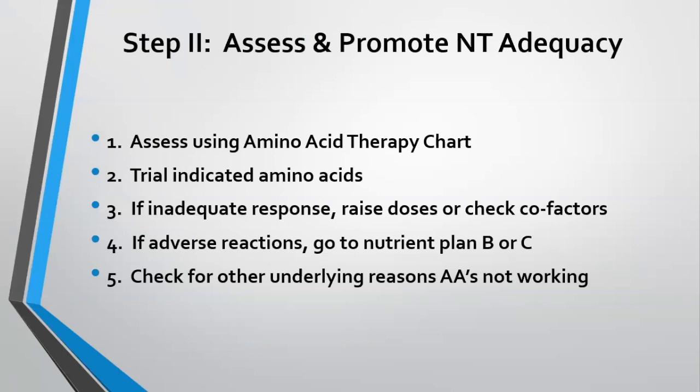Step 2, assess and promote neurotransmitter adequacy. So this is where you assess using the amino acid therapy chart. You trial indicated amino acids. If there's an inadequate response, you raise doses or check cofactors. If you have adverse reactions, you go to plan B or C. And then you want to check for other underlying reasons that amino acids may not be working. Now, of course, you might be doing this parallel to step 1.